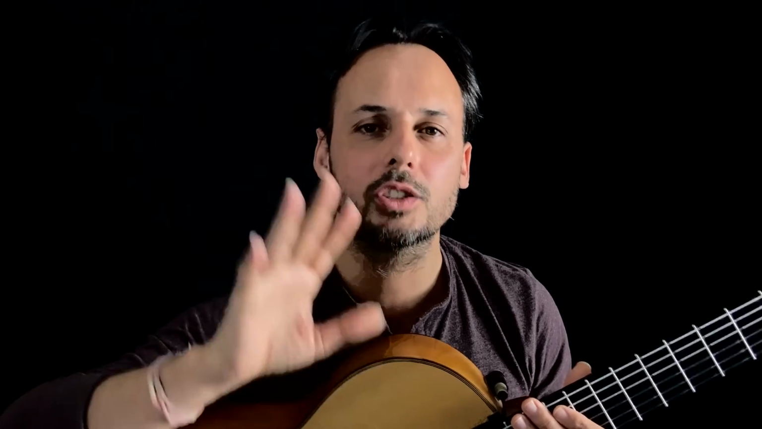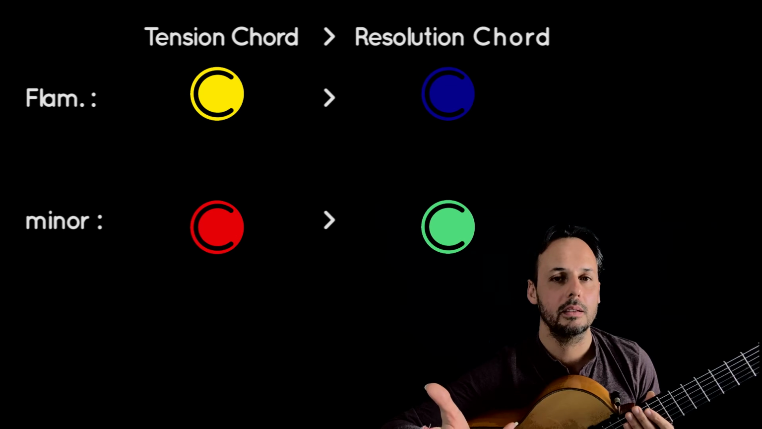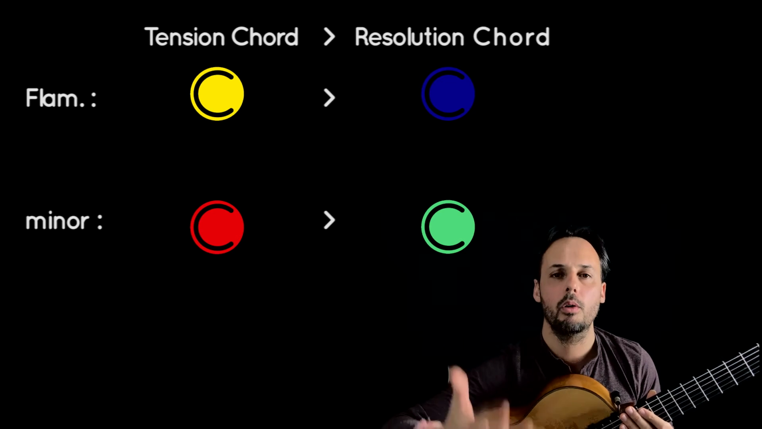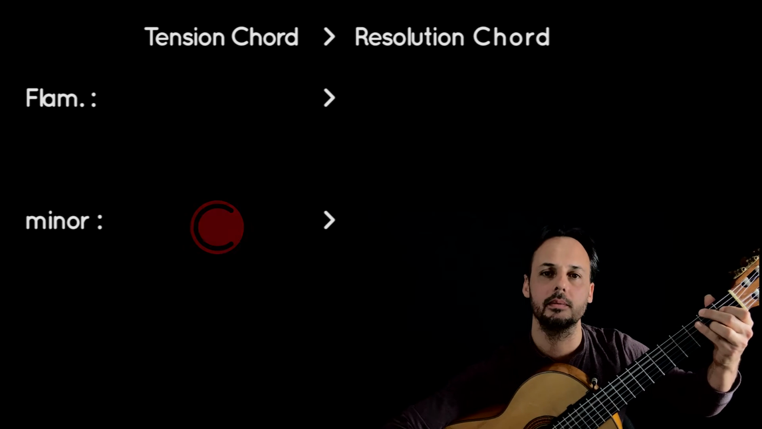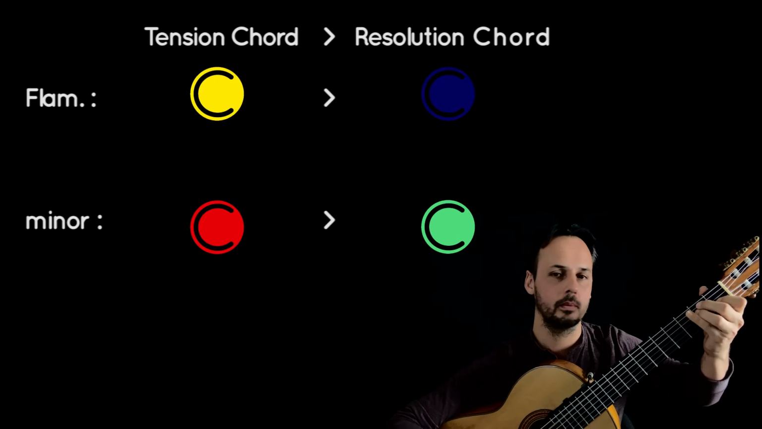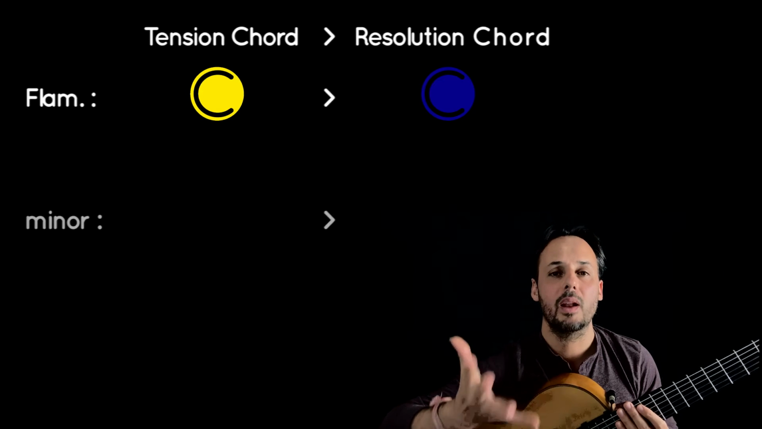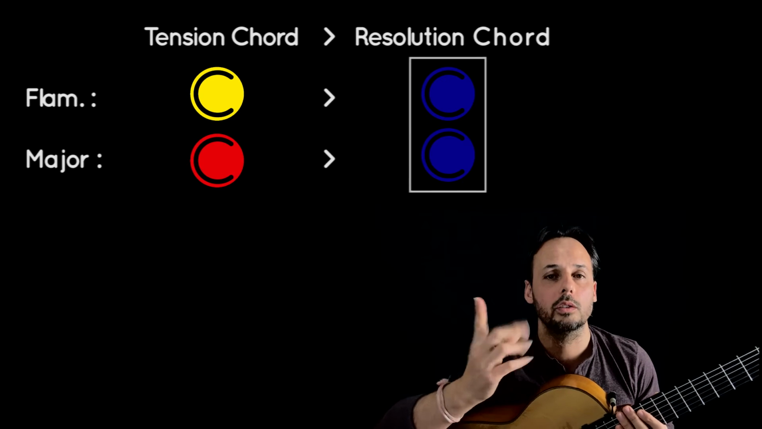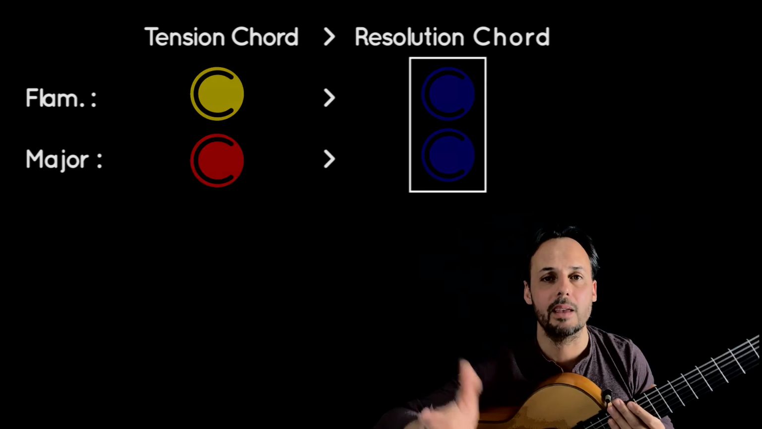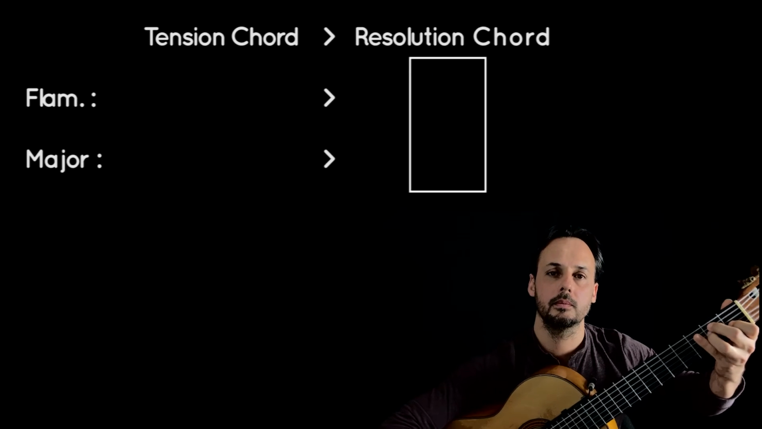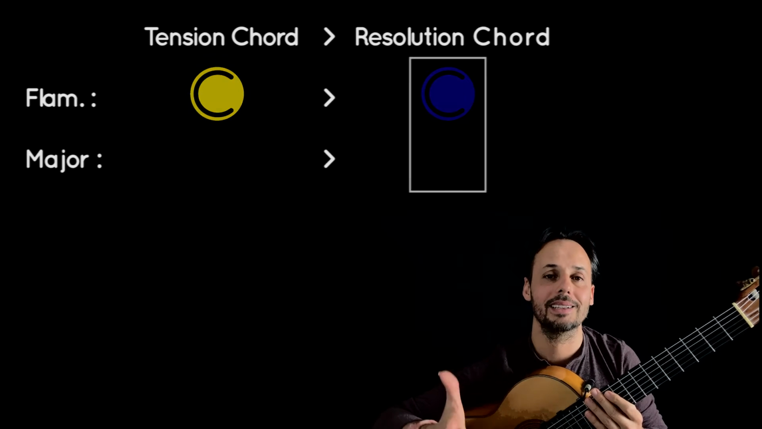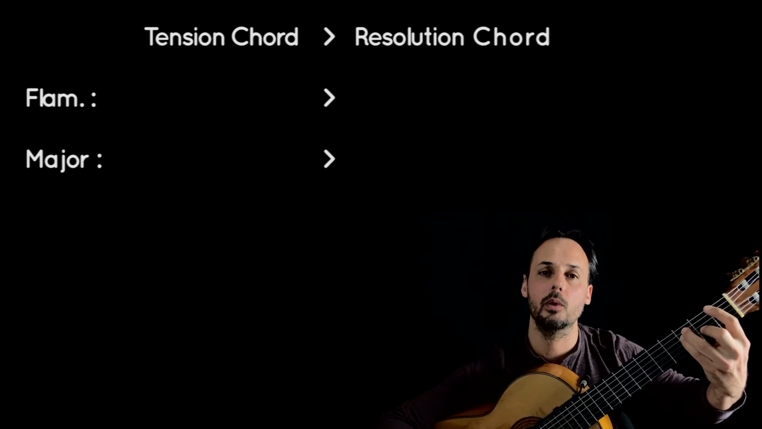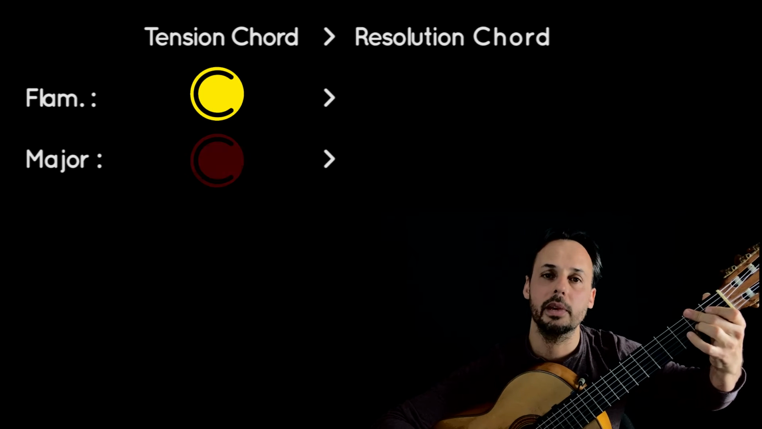The three cadences are not completely different to each other. They have chords in common. The flamenco cadence and the minor cadence, they have nothing in common. Both their tension chord and resolution chord are different, so it should be easy to differentiate. Now the flamenco cadence and the major cadence, they have one chord in common. The resolution chord is the same in both contexts. The difference lies in the tension chord. This one for the flamenco mode, or this one for the major.